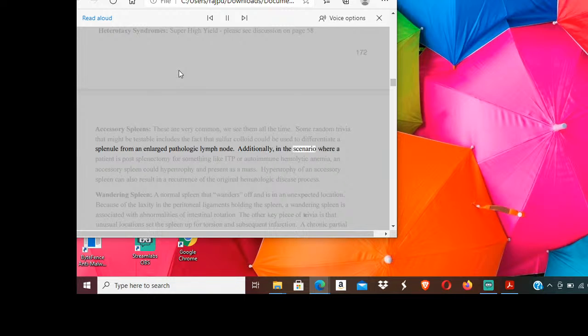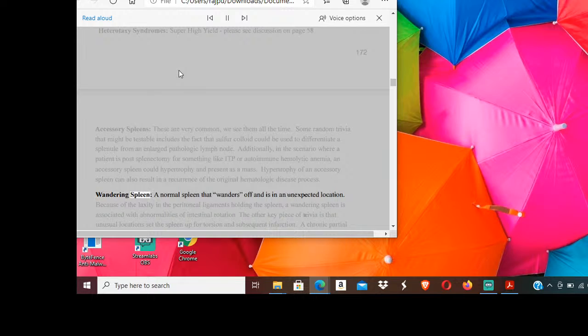Additionally, in the scenario where a patient is post-splenectomy for something like ITP or autoimmune hemolytic anemia, an accessory spleen could hypertrophy and present as a mass. Hypertrophy of an accessory spleen can also result in a recurrence of the original hematologic disease process.